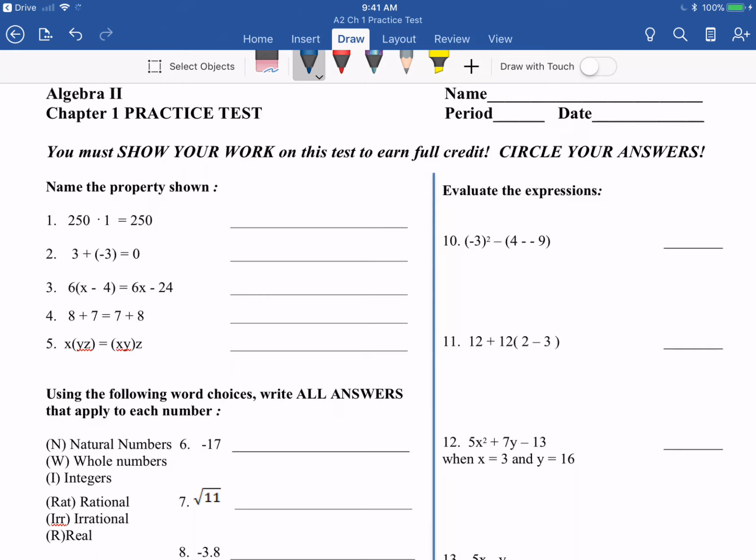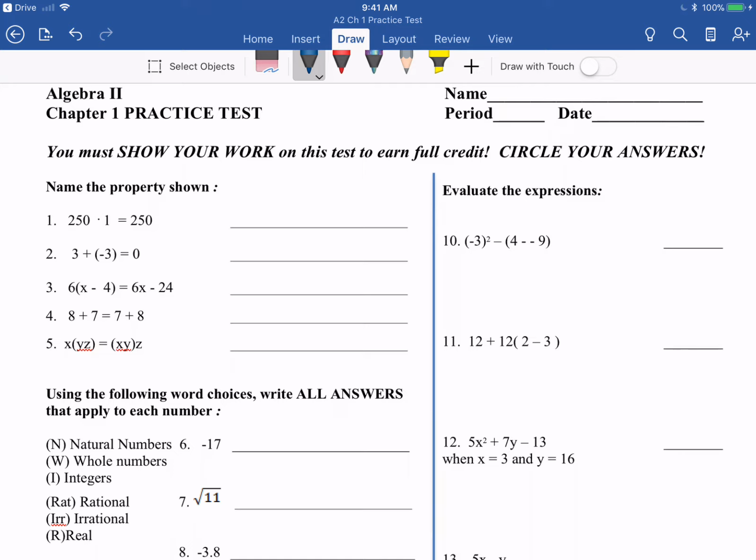Alright, so hopefully this video will help you get a little bit more prepared for the test that is coming up soon. Alright, so here is me talking through these answers to see what we got. Alright, first one, name the properties that are shown.